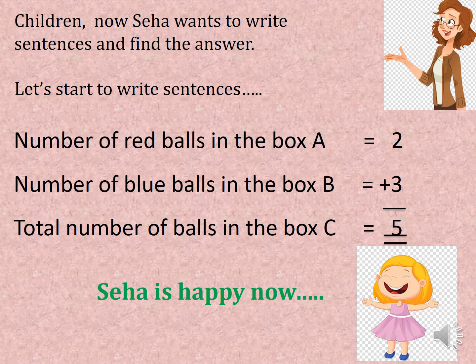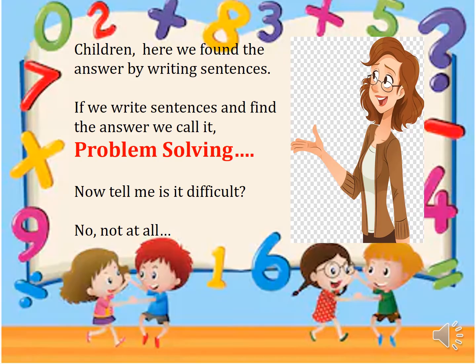Now, we have to find how many balls are there altogether. So, what should we do? We have to add. So, when we add, we got the answer as 5. Seha is happy now. Children, here we found the answer by writing sentences. If we write sentences and find the answer, we call it problem solving. Now tell me, is it difficult? No, not at all.